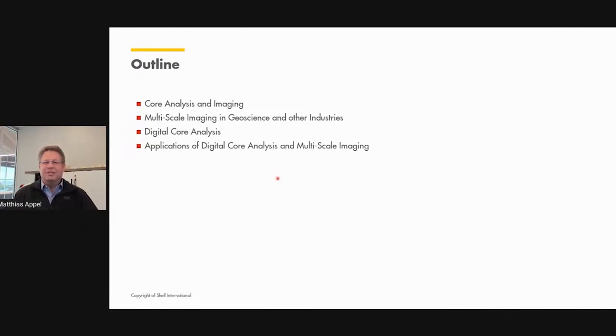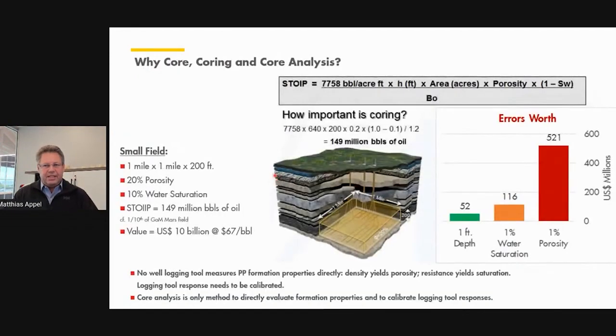So let's start off. Why do we do core analysis? Why do we take core? And really, what's the application from it? I think the easiest way of looking at that is by just considering a very small field, like a field which is a mile wide by a mile wide, about 200 feet thick.